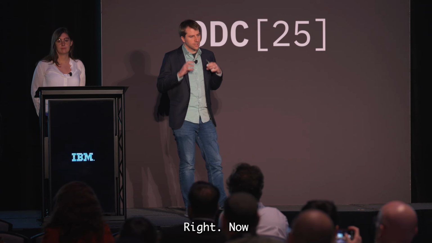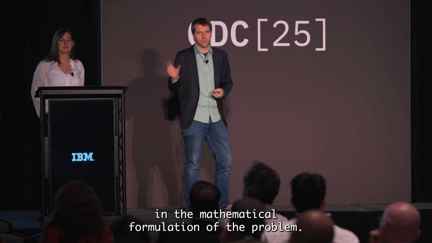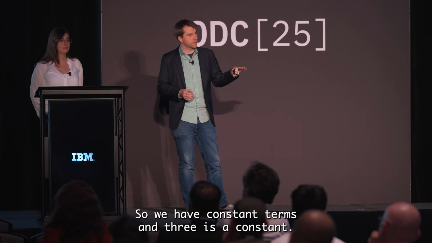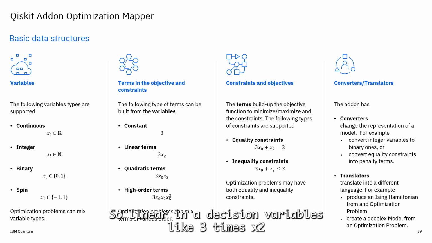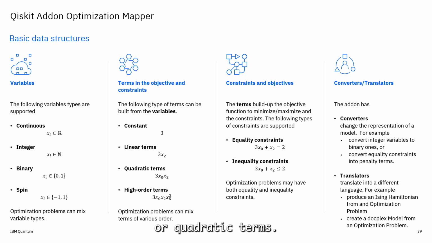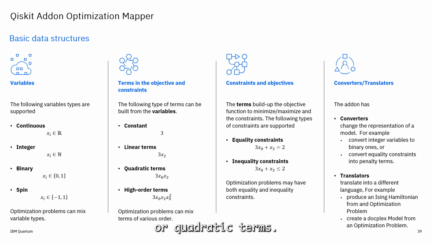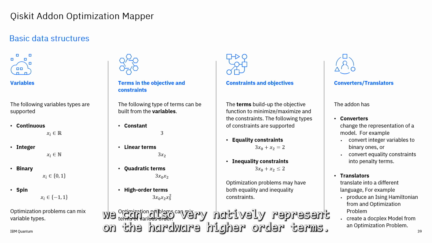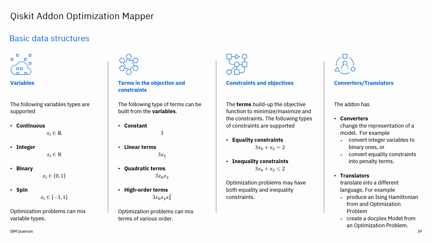Now, to model the problem, we support also all sorts of various terms in the mathematical formulation of the problem. So we have constant terms, right? 3 is a constant, and there you go. Linear terms, so linear in the decision variables, like 3 times x2. Or quadratic terms, so 3 times x0 times x2, that's a quadratic term. Now, often a lot of the classical solvers work with either linear or quadratic terms. But it turns out that in quantum, we can also very natively represent on the hardware higher order terms, which is why we also include these types of terms in this package.